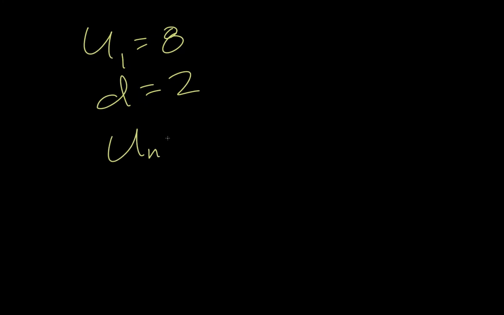Okay, now we're going on to example 27, and it says an arithmetic sequence has a first term of 8 and a common difference of 2. The sum of the terms in the sequence, so u_n, equals 170. Find the number of terms in the sequence. So, the sum is 170. Okay, so we're given this information and it's asking us to find n.